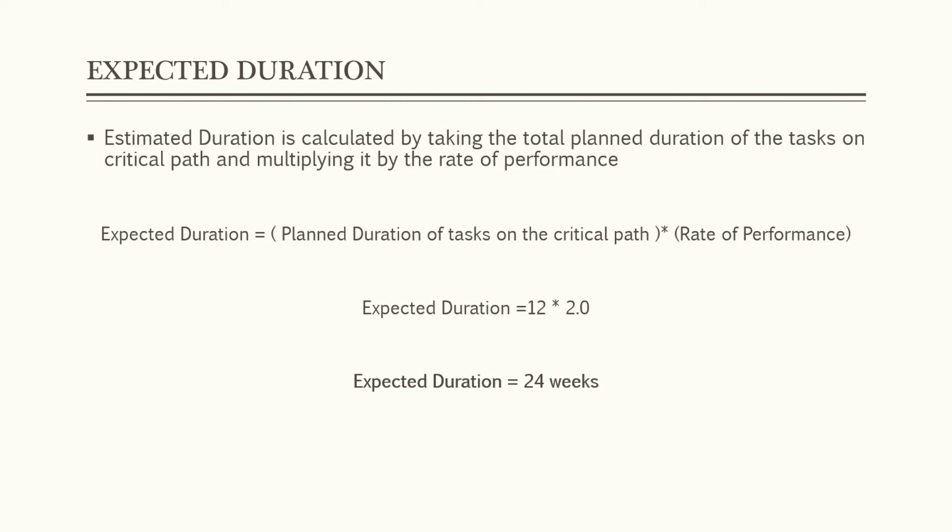We will use the rate of performance to calculate the expected duration of the project. It gives organizations an estimate of about how long the project will take to complete based on the current progress. Expected duration is calculated by multiplying rate of progress by the planned duration of the project. In our case, the rate of progress is 2.0 and the planned duration of the project is 12 weeks, which gives us the total expected duration for the completion of the project of 24 weeks.